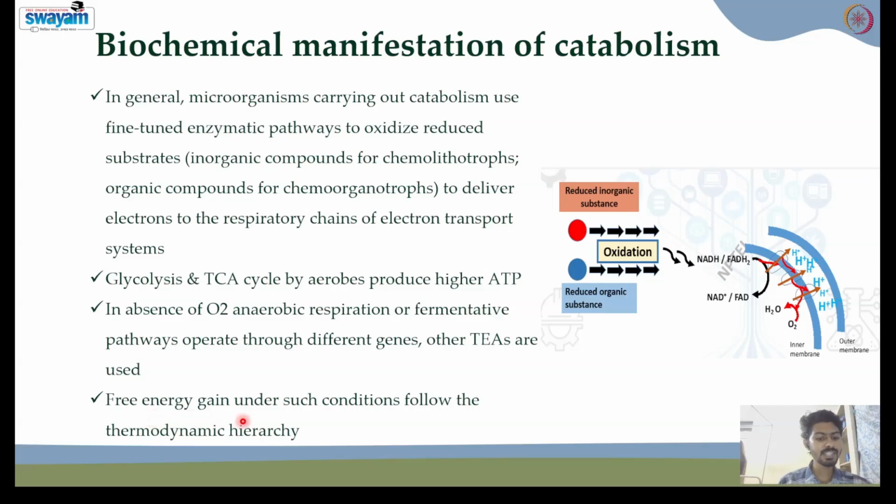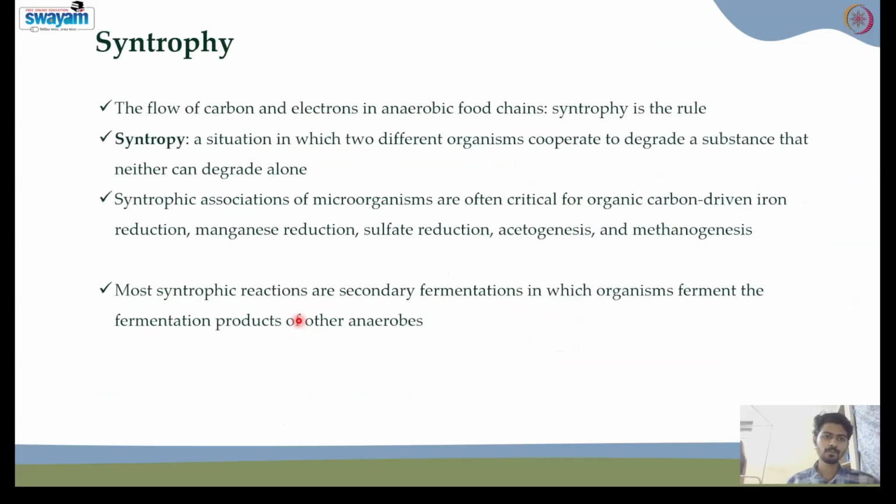So the free energy gain under such situations follows the thermodynamic hierarchy. What thermodynamic hierarchy? First is oxygen, followed by nitrate, followed by Fe3 and Mn4, followed by sulfate, and at last CO2. So this is the hierarchy that we have seen in the previous slides.